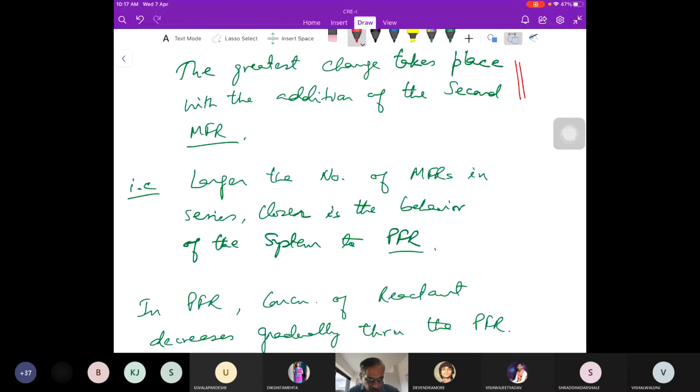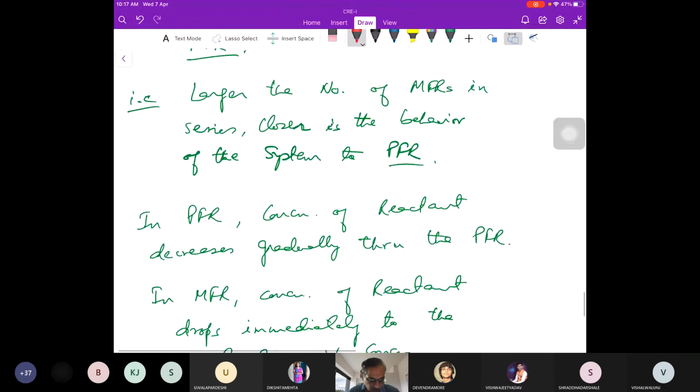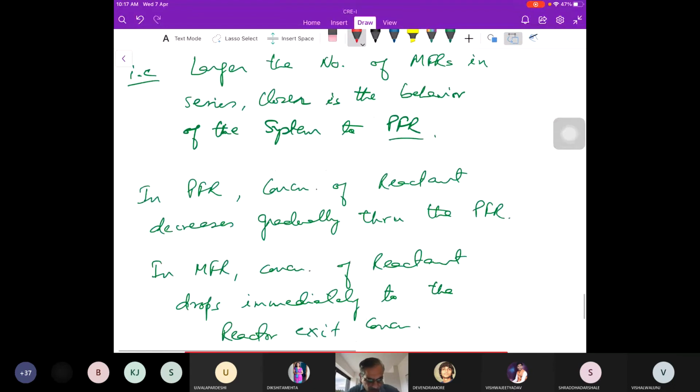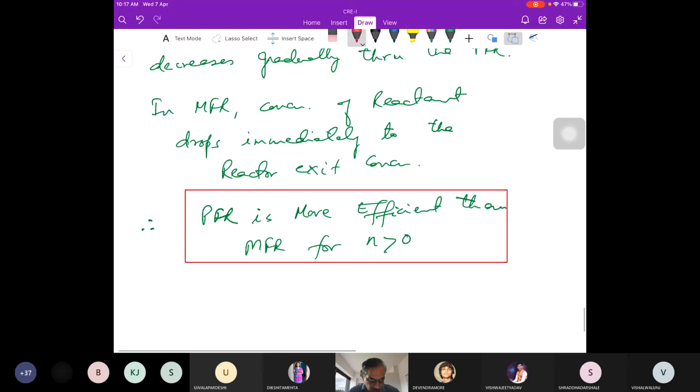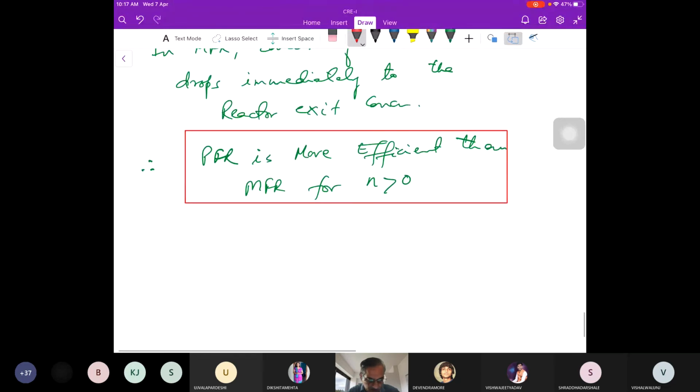That is, the larger the number of MFRs in series, the closer the behavior of the system is to PFR. Right? So in PFR, the concentration of reactant decreases gradually through the PFR. Remember? Slowly it changes from inlet to outlet. In MFR, the concentration of reactant drops immediately to the reactor exit concentration. We saw this also. The PFR is more efficient than the MFR. We saw this. So I can give you a logical explanation. I haven't made it here, but I can draw it.